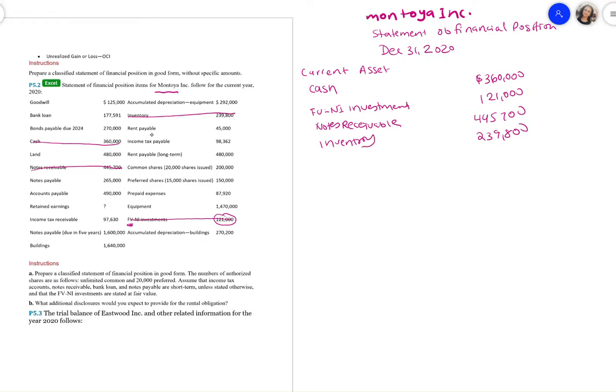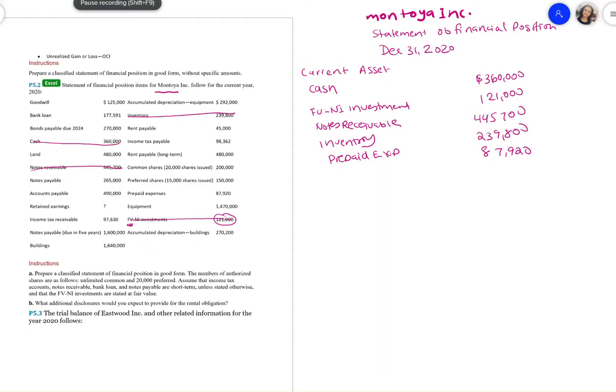Going further, payables don't go there. Common share, preferred share, we have a prepaid expense. That is my next one, and that is 87,920. I don't think we missed any.